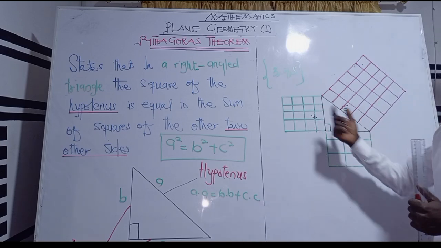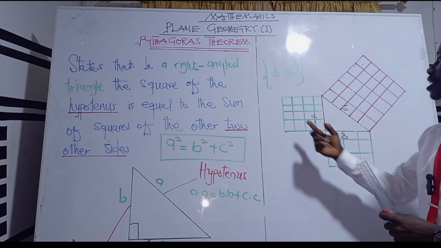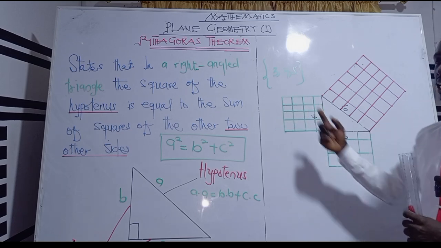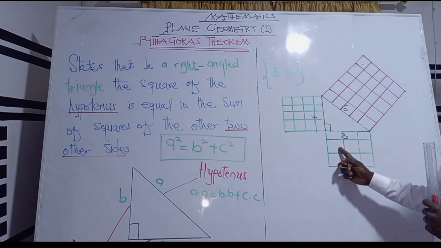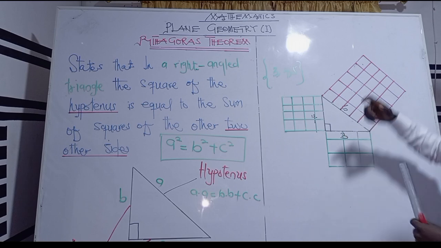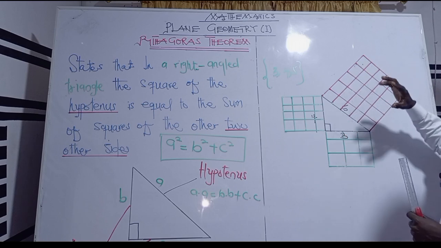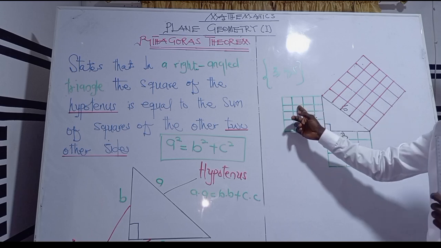Good. So this is what we are having now. Now the next thing we are going to do is count the number of squares on this very side, and then add it to the number of squares on this very side to see if it is going to be equal to the number of squares on this very side, which is the hypotenuse. So let's count the number of squares on this very side.